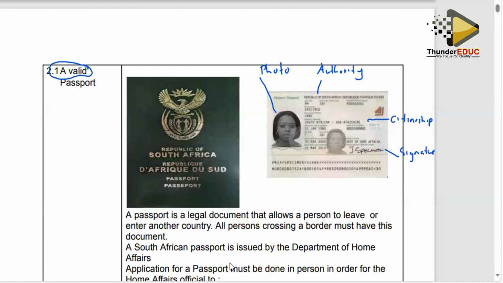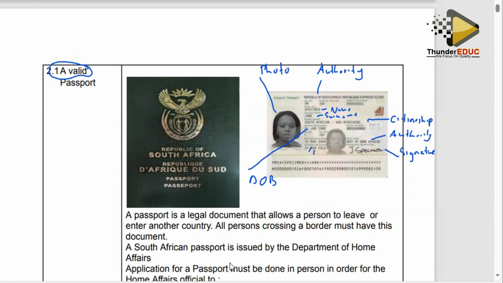In addition to that, we also have things like the date of birth on the passport. The DOB appears there, the date of birth of the bearer. Then in addition to this, we have the name of the bearer, and we also have the surname of the bearer. Then we also have the authority, that is the South African Department of Home Affairs.